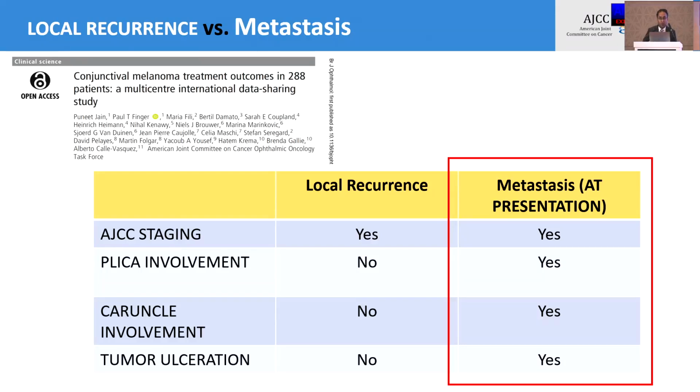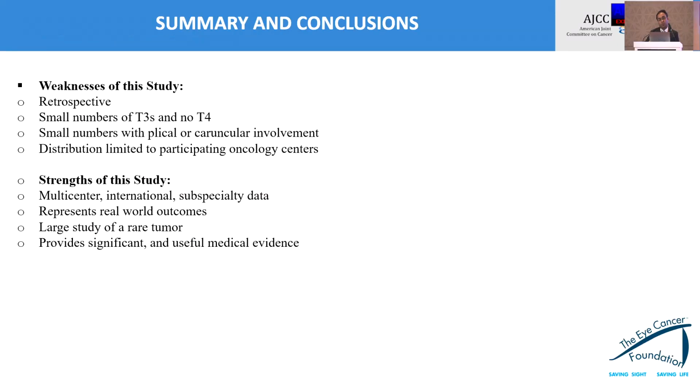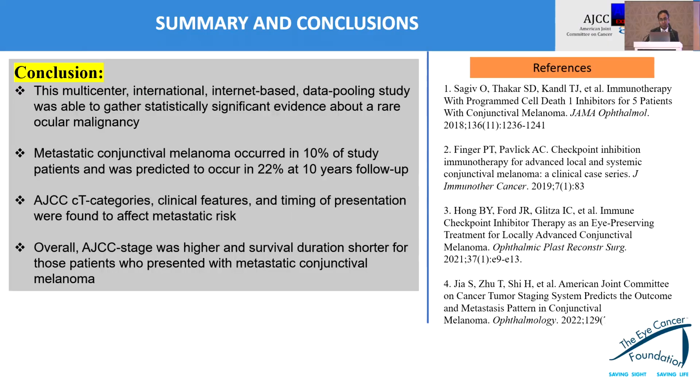This is where we compared our previous study, where local recurrence was not found significantly associated with plical involvement or caruncular involvement, but metastasis was found to be associated. The weakness of the study is that it is a retrospective study with small numbers of T3 and T4 tumors, but it is a multicentric study that represents real-world outcomes.